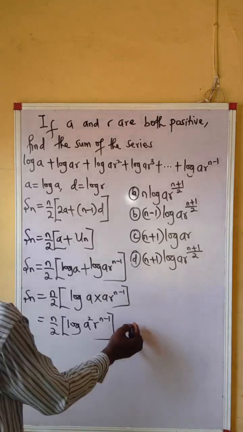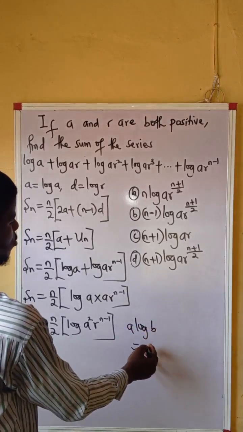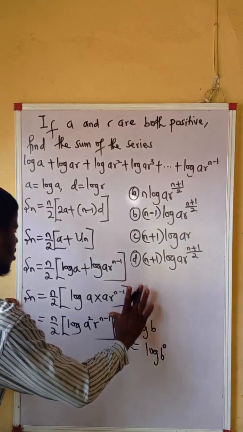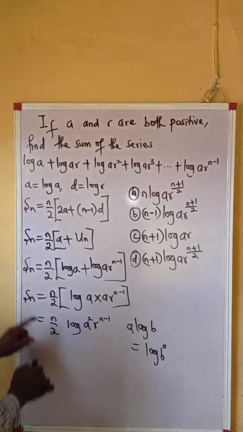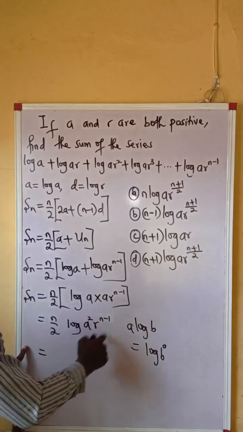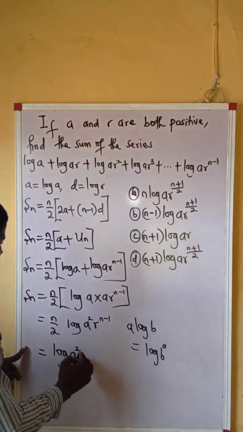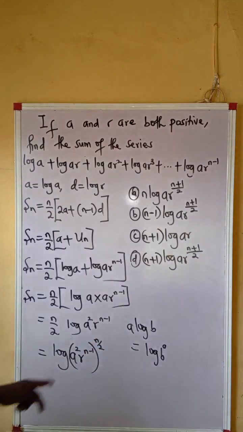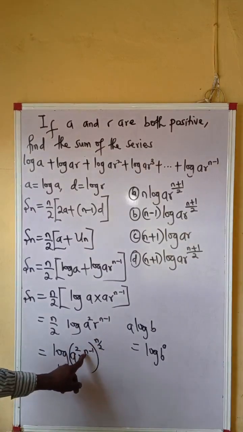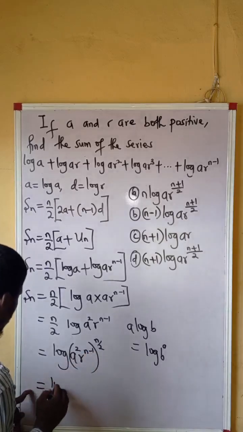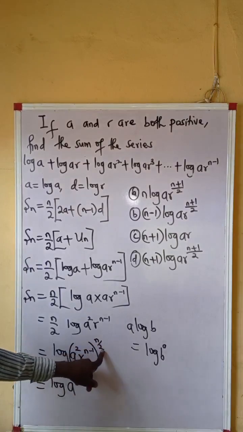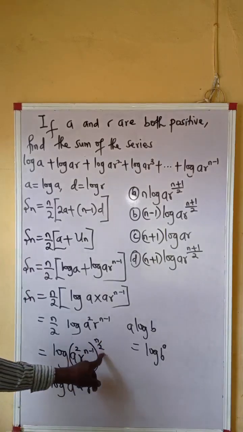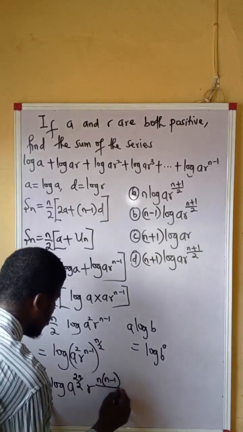By the law of logarithm, a log b is equal to log b raised to the power a. So this n over 2 here, at the front of this log, I can remove this bracket now. This n over 2 is going to stand as the power of everything here. That will be log of a squared r to the n minus 1, all raised to the power of n over 2. You get the point now. So this n over 2 is affecting the power of a and the power of r, which is n minus 1. So I'll write log a, 2 times n over 2 is 2n over 2. Then r, n minus 1 times n over 2, that's n into n minus 1 all over 2.